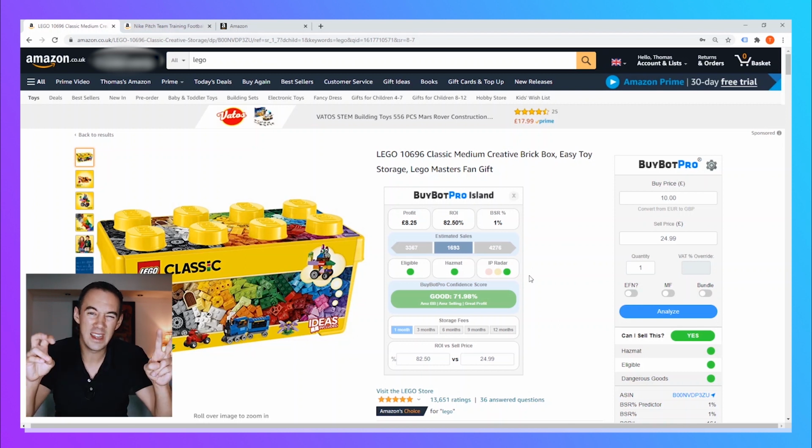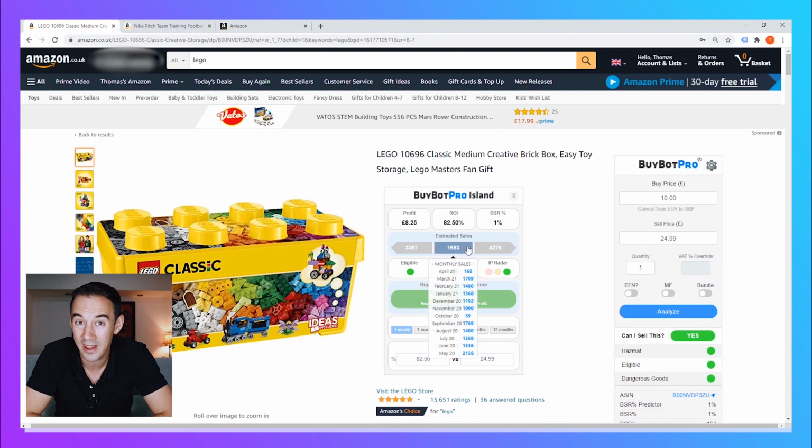Now I work on the vanilla style Amazon arbitrage: £3 profit, 30% ROI. This is going to make £8.25 and ROI at 82.5. So I'm happy with that information. Now for me personally, I don't use BSR percentages. I like to look at actual sales numbers and also the chart. So on here, what we can see is that we've got an estimated sales of 1,693. So that means this product is selling and selling fast.